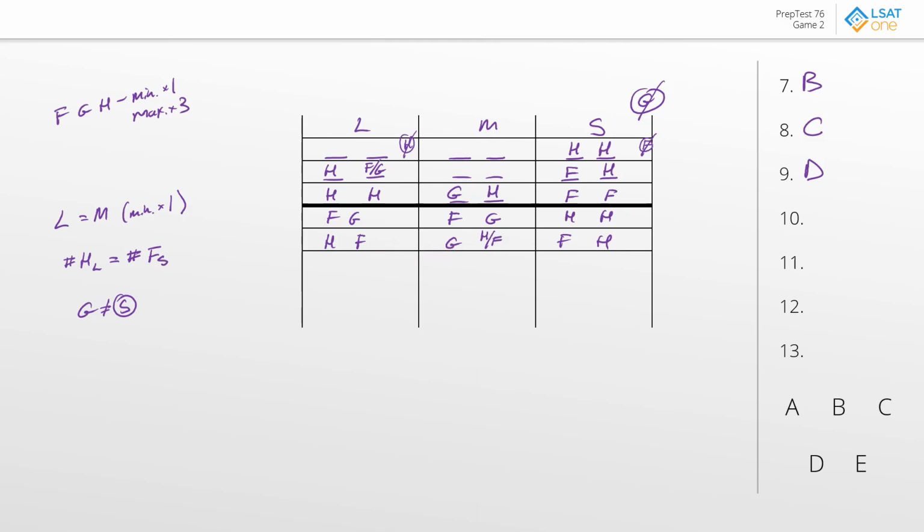So the question itself now asks, what could be true? A, both photos in Metro are by F? No, because we have to have a G there. Both photos in Metro are by G? No, because we have to have an H or an F.